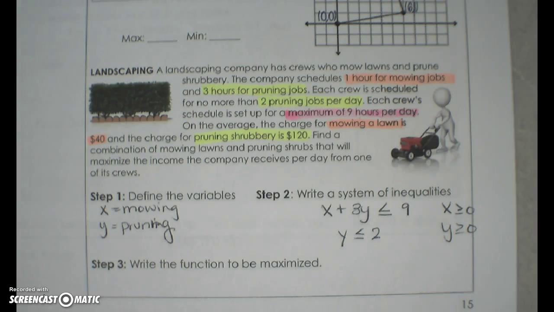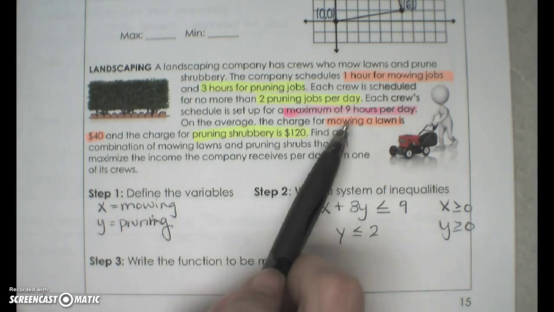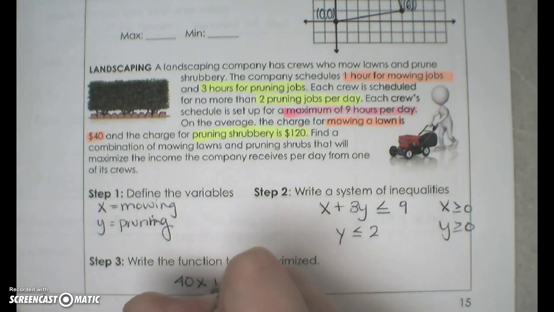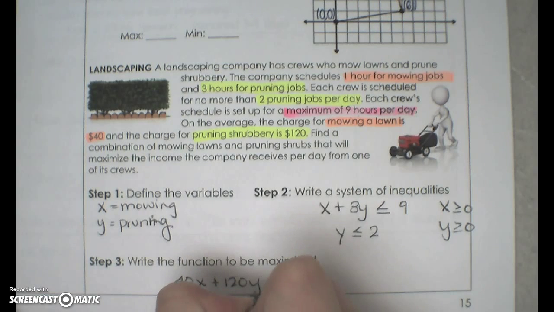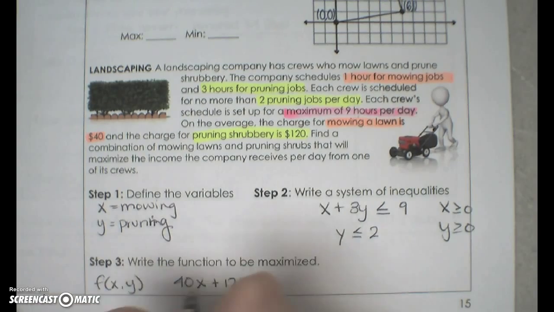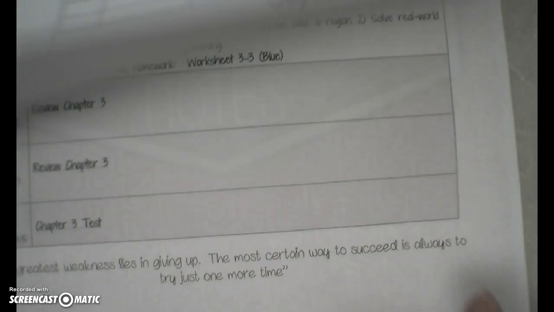So what we're going to do next is write our function to be maximized. Well, that deals with the money. So here we have how much it's going to cost. Well, it was $40 per x plus $120 per y, and that is our f of x comma y, money. Okay, so let's go ahead and graph that on this page here.